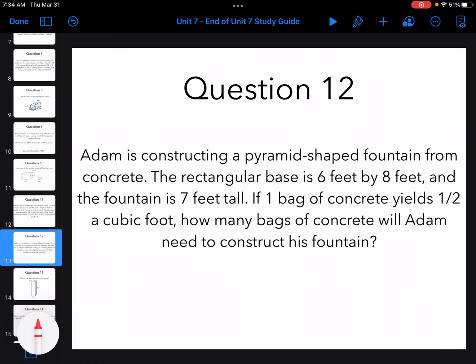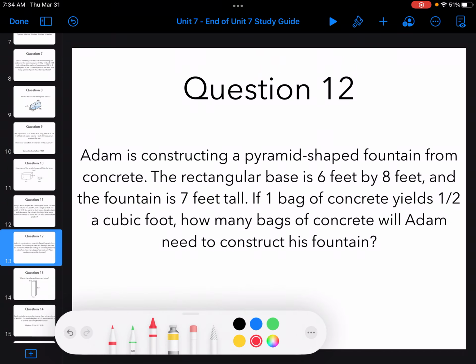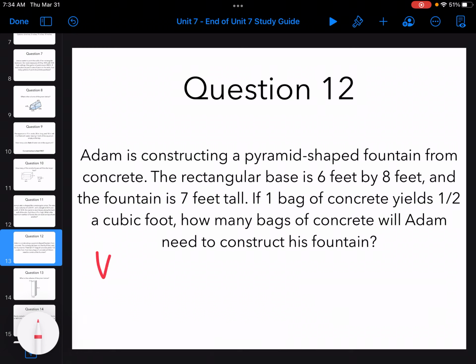All right, we're constructing a pyramid-shaped fountain from concrete, so we're filling it. Okay, because it's concrete, so we're filling it all up. It's not like we're doing the surface area, we're filling it up. So I'm going to be doing the volume formula. So I need to do volume equals 1/3 times the area of the base. It's a rectangular base, so that would be times 6 times 8. And then the height of the thing is 7.